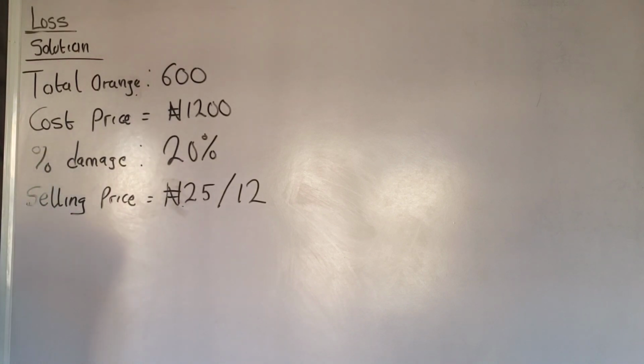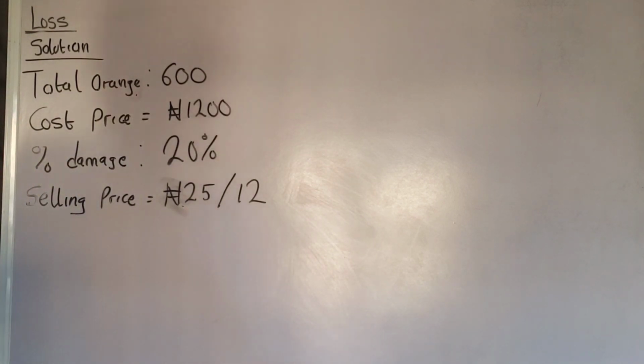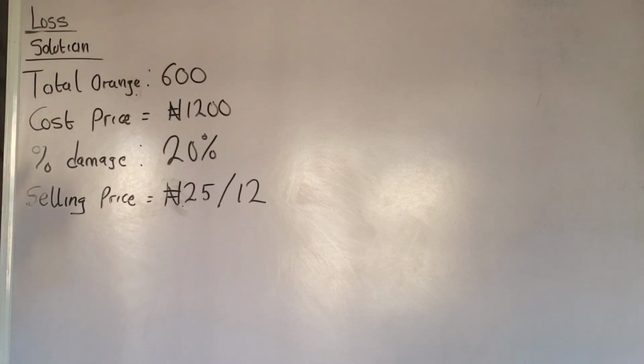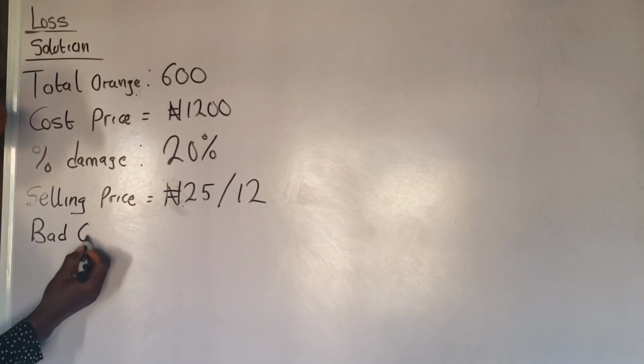We cannot determine the loss first. We have to determine the number that is bad or damaged. Please pay attention. 20% got bad. 20% gets spoiled. So 20% of the total oranges will be the number that is damaged. So the bad oranges, let me just put it like that.